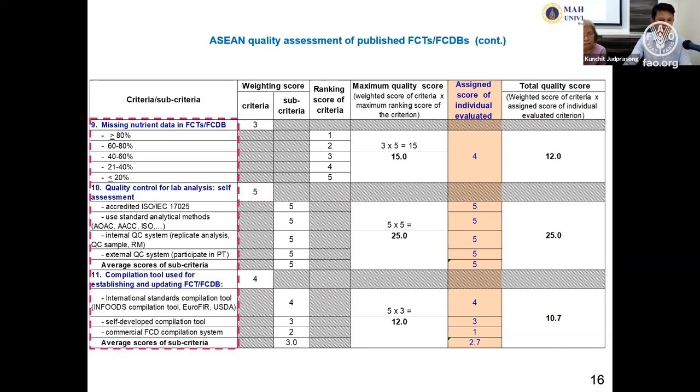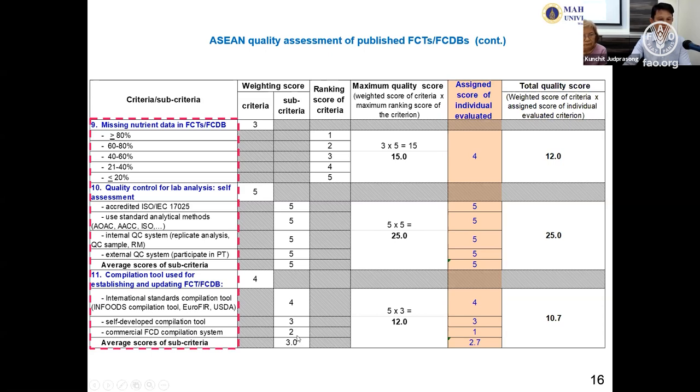Criterion number 11 is the compilation tool used for establishing and updating the food information database. For example, we have a food compilation tool used for the compilation, and we also provide some self-developed compilation tools or commercial ones. You can see the scores in descending order here.